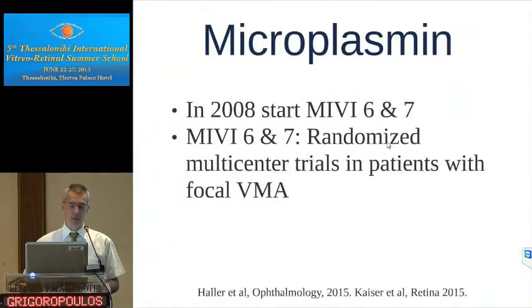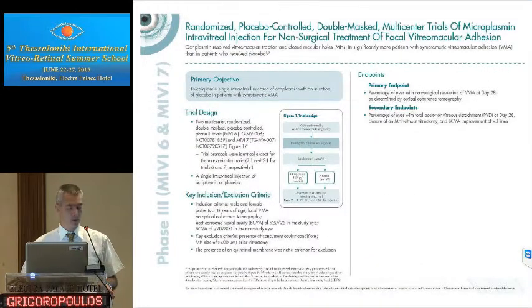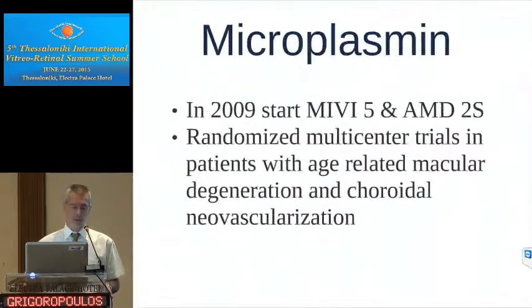And in 2008, we have MIVI-6 and 7. They are randomized trials in patients with focal VMA. And you can see here that now they have established that the 125 micrograms is the dose that works better for the human eye and produces the PVD with less side effects.